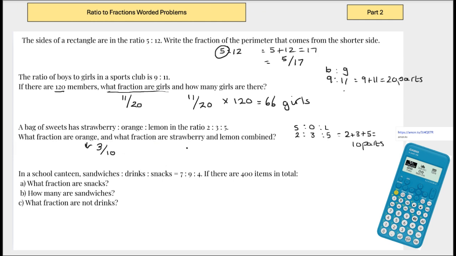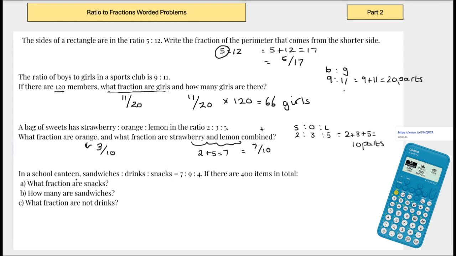Ta-da! Magic. Now the next one is strawberry and lemon combined. So strawberry is 2, lemon is 5. And what do we put it over? Let's have a good think about that. Yes, of course, it's 10. So combined, it's 7. Basically, combined means add them together. So it means plus, for those that don't know, is 7 over 10. And that's both your answers. You've checked both your answers. So there you go. Brilliant.